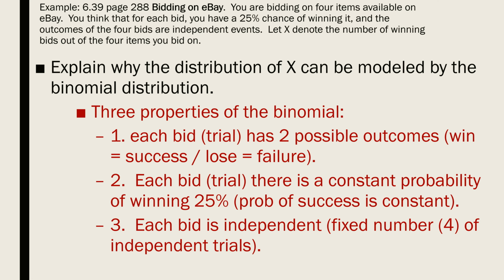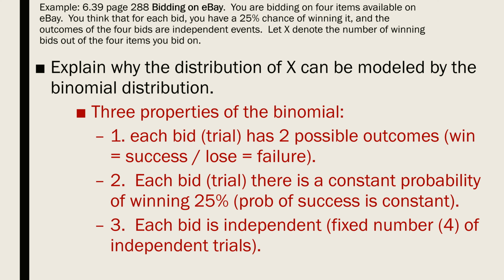Here is an example from the textbook. You can pause this video and read the question. Explain why the distribution of random variable x can be modeled by the binomial distribution. There are three properties of the binomial distribution.